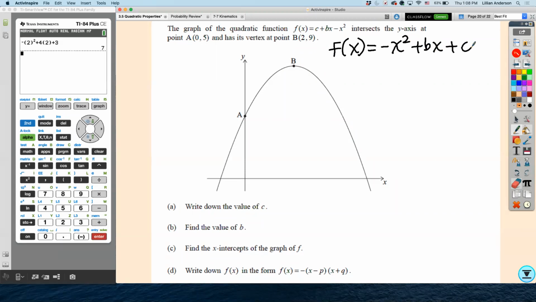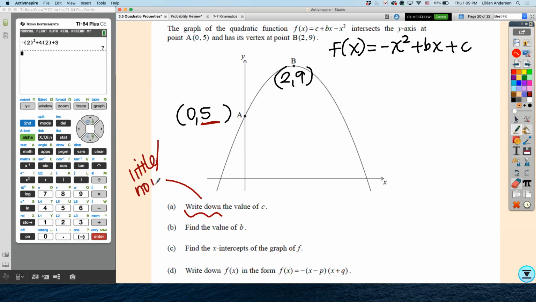Very good. And c represents my what? Y-intercept. My y-intercept. I know that A is at (0, 5), and I know that B is at (2, 9). So what's my c? 5. It is the y-intercept. That's why it says write down. Anytime you see this, that means little to no work is needed. Because the problem is more than likely staring you in the face, or you just got to add like 1 and 2. Okay? Very little work, or right in front of you.